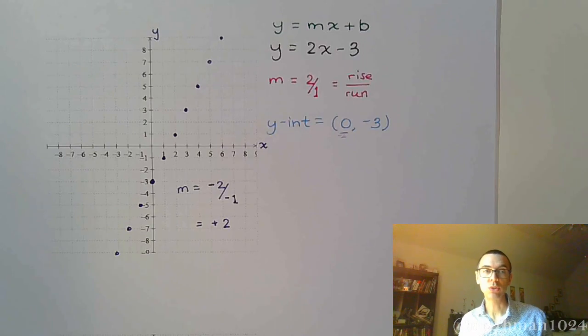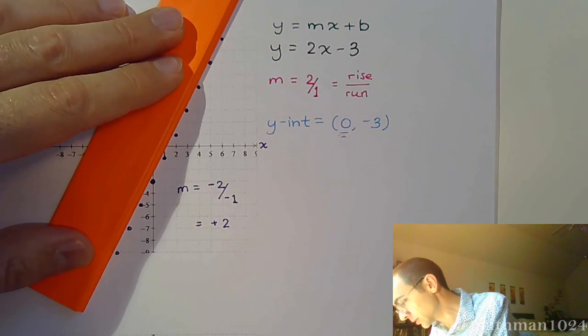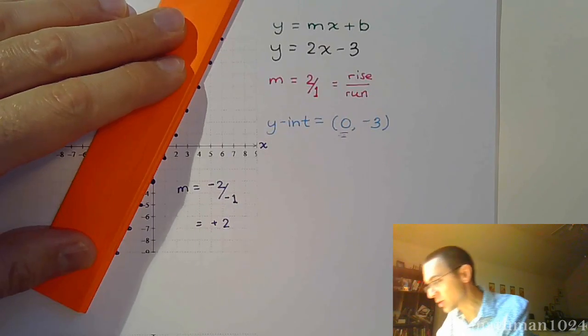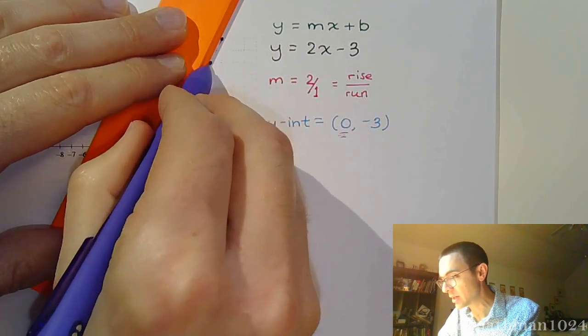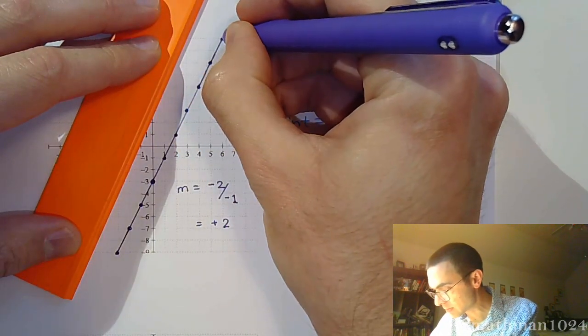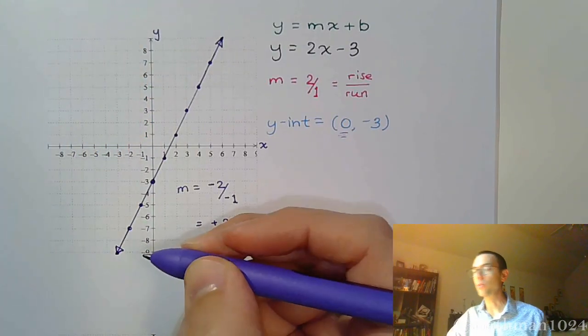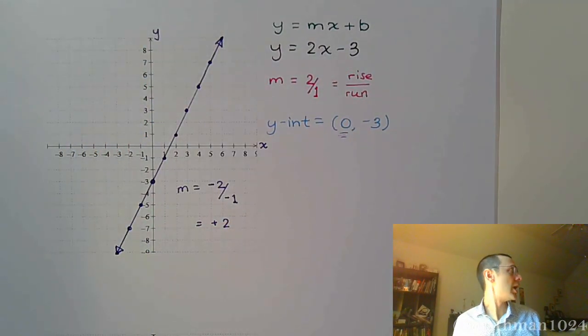And now we just use a ruler to draw a nice straight line. Now, you don't have to use a ruler with all the points that we have here. It should be easy enough to connect these dots. Remember that when you graph, you should go edge to edge of your graphing window. And you also want to make sure that you put arrows on the ends to indicate that it goes on forever in both directions.